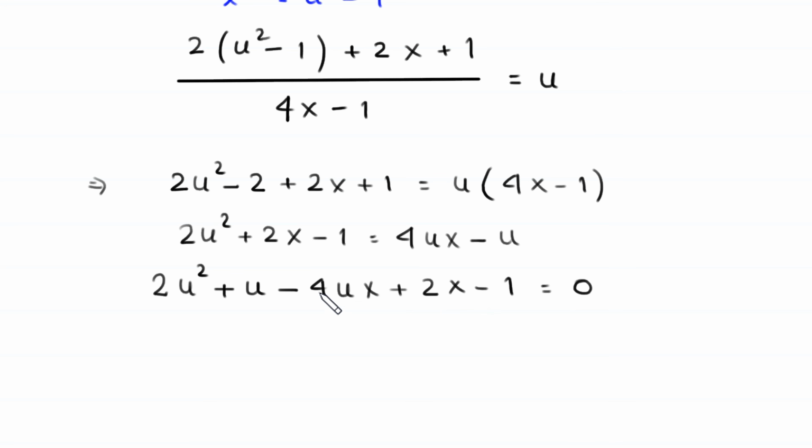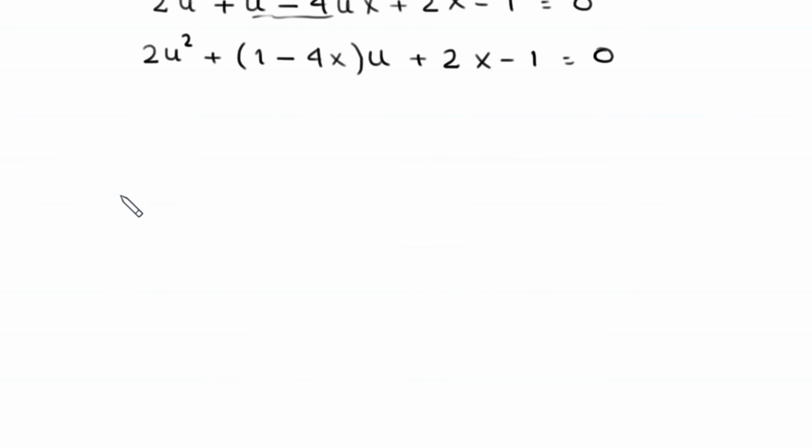Now we make this equation a quadratic in u. We write 2u², and from these two terms we can factor out u: (1 − 4x) with u as the common factor, plus 2x − 1, equals 0. Now this is a quadratic equation in u.